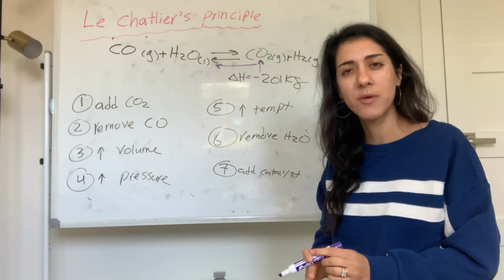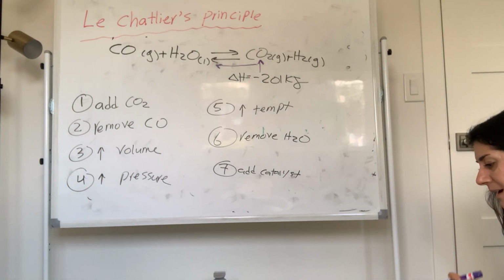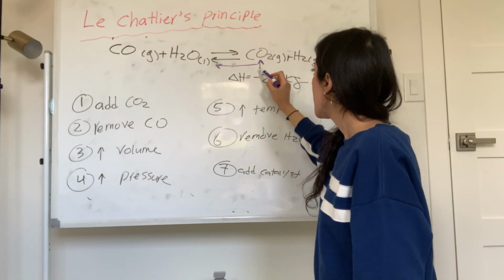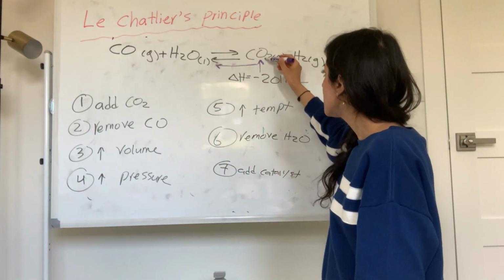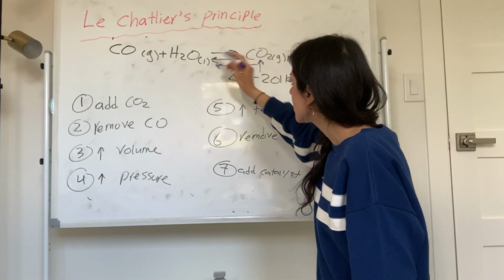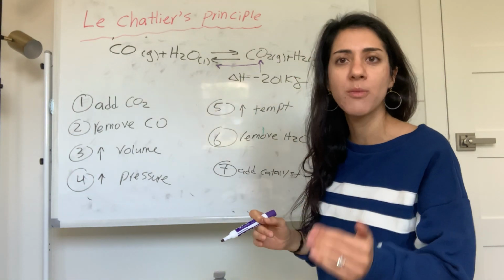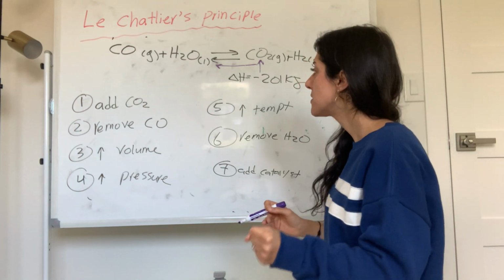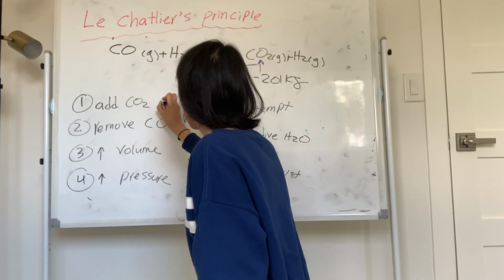That makes sense? I'm going to repeat it again. If you add carbon dioxide, it would have to shift to the left, because if I add this, now I have too much product. It would have to shift to the left, so I would consume the carbon dioxide and go back to my equilibrium concentration. Okay. So if you add carbon dioxide, it would shift to reactant.